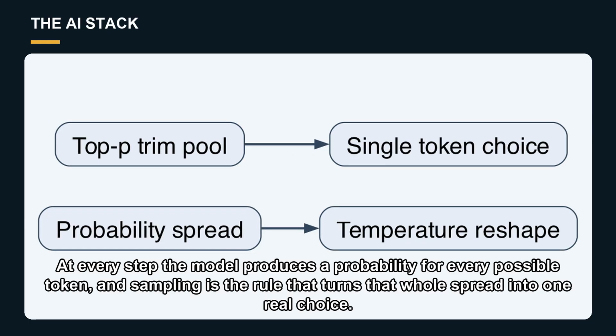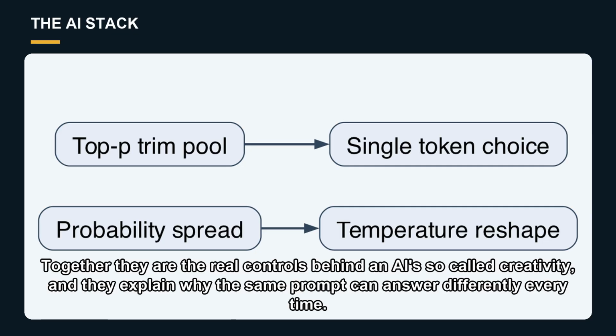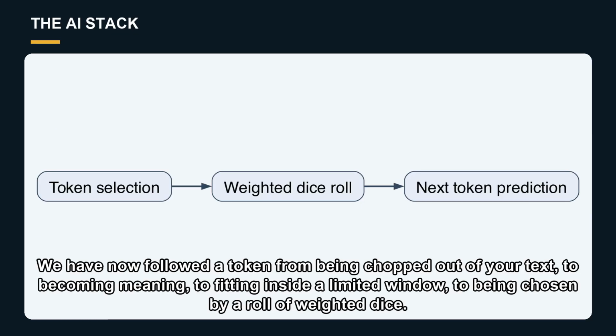At every step, the model produces a probability for every possible token, and sampling is the rule that turns that whole spread into one real choice. Temperature reshapes the spread, cold and focused or hot and adventurous, and top P trims the pool down to only the candidates worth considering, cutting off the nonsense in the tail. Together, they are the real controls behind an AI's so-called creativity, and they explain why the same prompt can answer differently every time. We have now followed a token from being chopped out of your text to becoming meaning, to fitting inside a limited window, to being chosen by a roll of weighted dice.